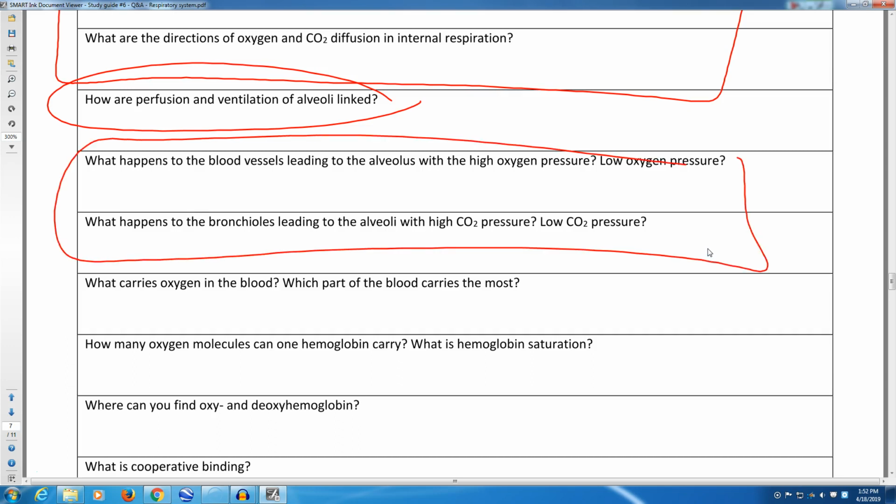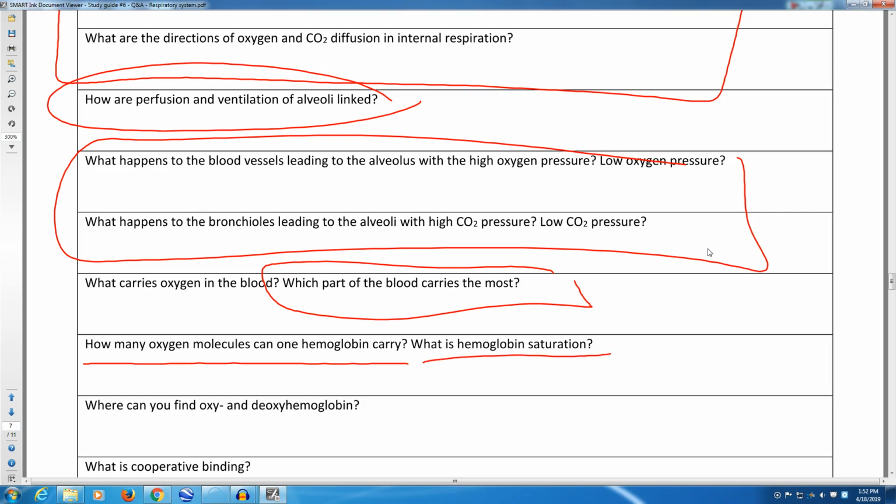What carries oxygen in the blood? Hemoglobin. Well, hemoglobin, red blood cells carry it. Does plasma carry something? Just a tiny wee bit, 1.5%. Four oxygen molecules per hemoglobin. Hemoglobin saturation is the percentage of molecules that it carries versus full capacity.